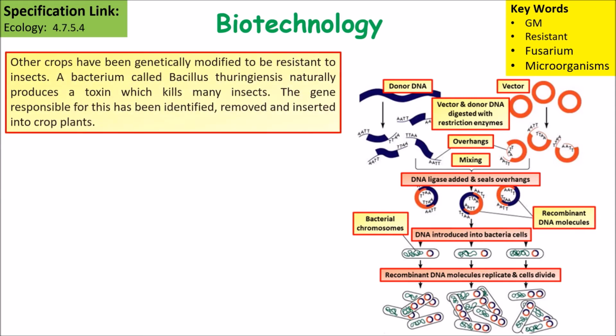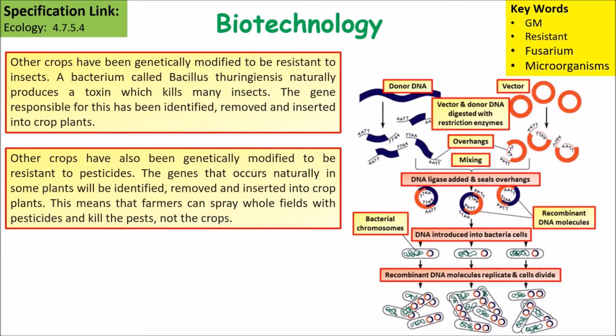Other crops have been genetically modified to be resistant to insects. The bacterium Bacillus thuringiensis naturally produces a toxin that kills many insects. The gene responsible for this has been identified, removed and inserted into crop plants. Other crops have also been genetically modified to be resistant to pesticides. The genes that occur naturally in some plants are identified, removed and inserted into crop plants, which means that farmers can spray whole fields with pesticides and it will only kill the pests and not the crops.